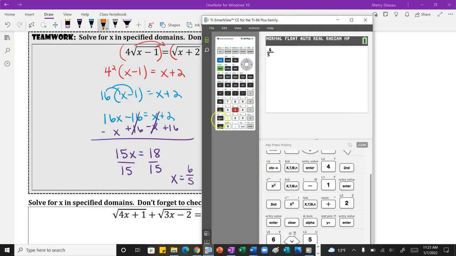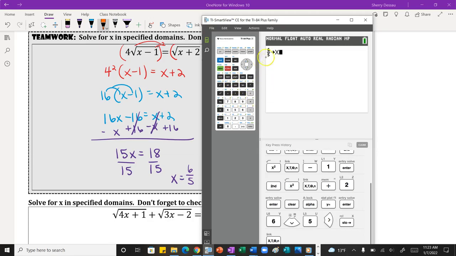And above the on button, there's this arrow. So first arrow out of the fraction. See the STO, S-T-O with an arrow? If you hit that, and then I hit x, which is next to alpha, that stores the value after you hit enter in the x.